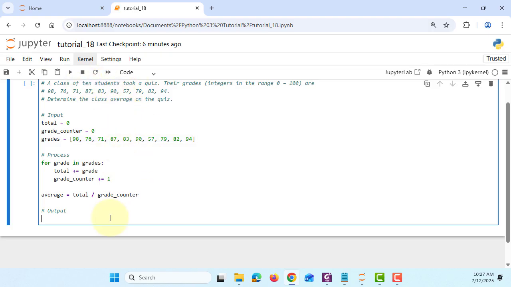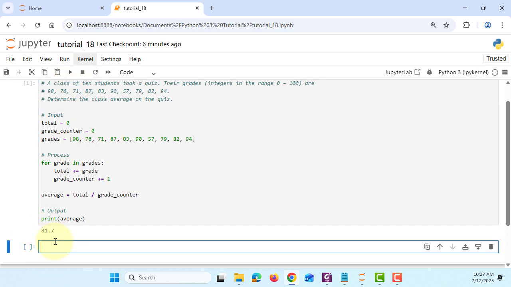Okay, so the output will be print average. That's all you need to know. Okay, so here, 81.7. Okay, that's the average.